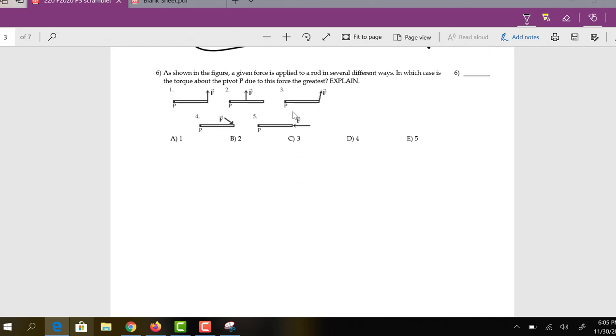Okay, next one. As shown in the picture, a given force is applied to a rod at several places. In which case is the torque the greatest? Okay, so here it's the same force applied at different places and different angles. 5 doesn't even make it rotate. This torque is 0. Same force here, but the number 2 is sort of towards the middle. I'm trying to see if anything is going to beat the first one. So in the first one, we have all of the force perpendicular all the way at the end. So in 3 and 4, the force is at some sort of angle. It's not perpendicular in 3 and 4. So I would pick one.